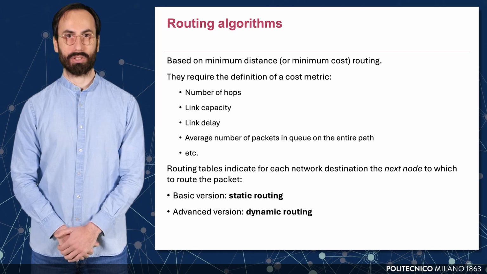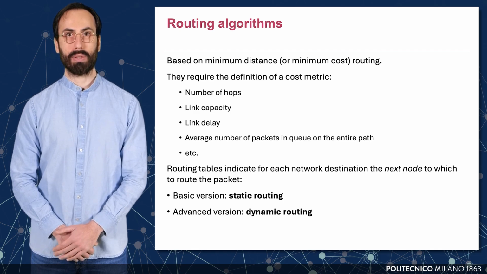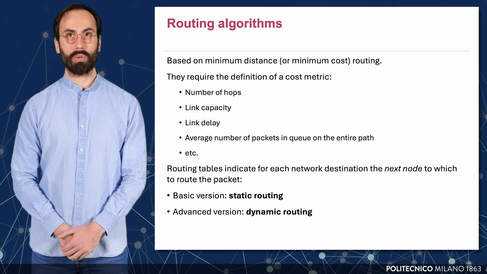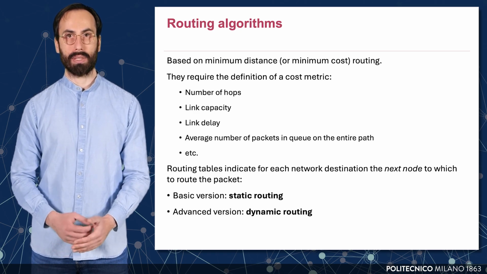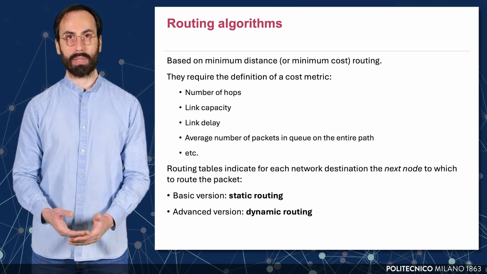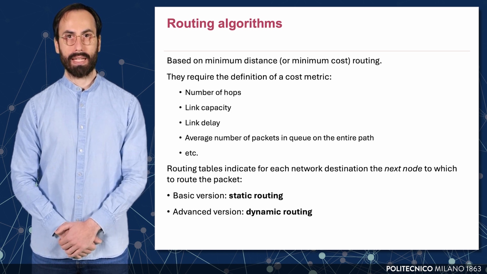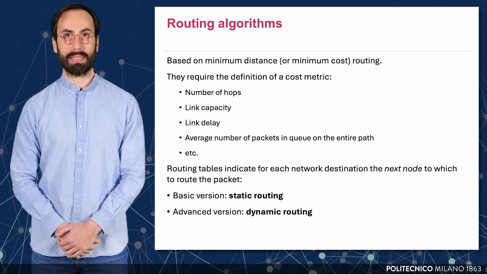There are two main types of routing: static routing, where paths are manually configured and don't change automatically, and dynamic routing, where routers exchange information in real time and the tables adapt to changes in the network. Dynamic routing is more complex, but it's essential for large or frequently changing networks.